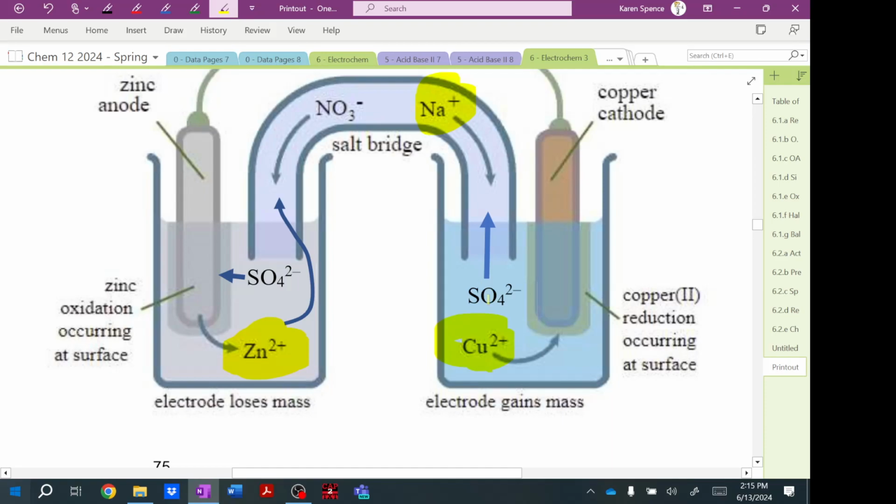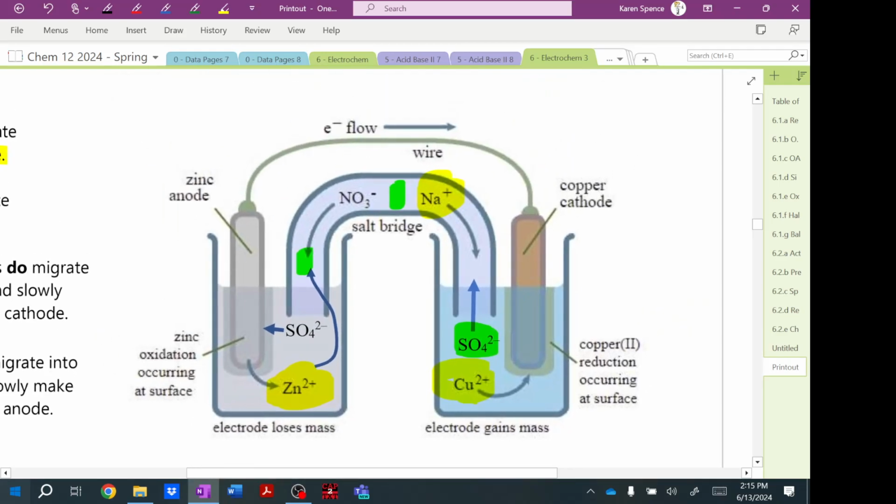Now, the sulfate in the copper half cell will actually move up into the salt bridge and also make its way towards the anode, all right? But like I said, maybe it'll eventually make it to here, maybe it'll make it to here. It would have to run for a long, long, long time to actually make it all the way over to the zinc half cell, okay? And of course, the electrons flow from what to what? From anode to the cathode.